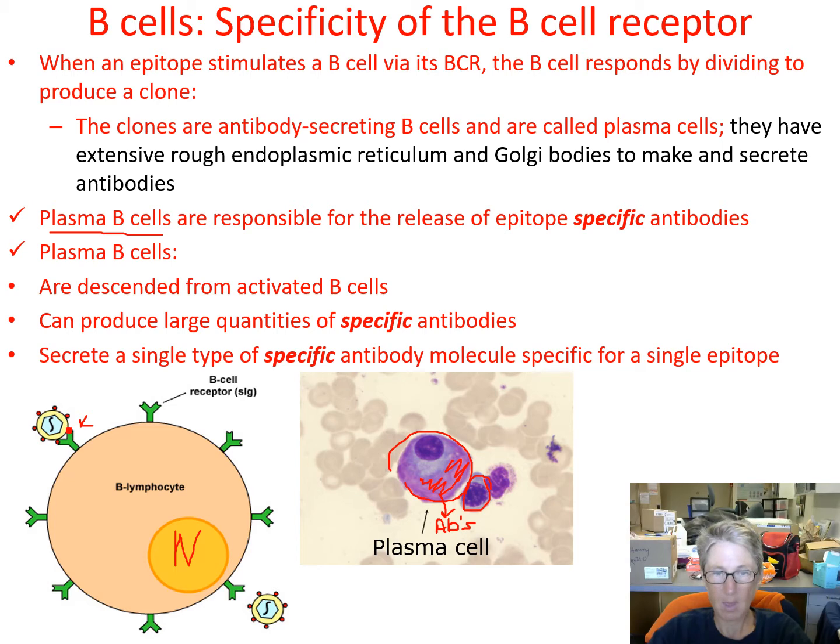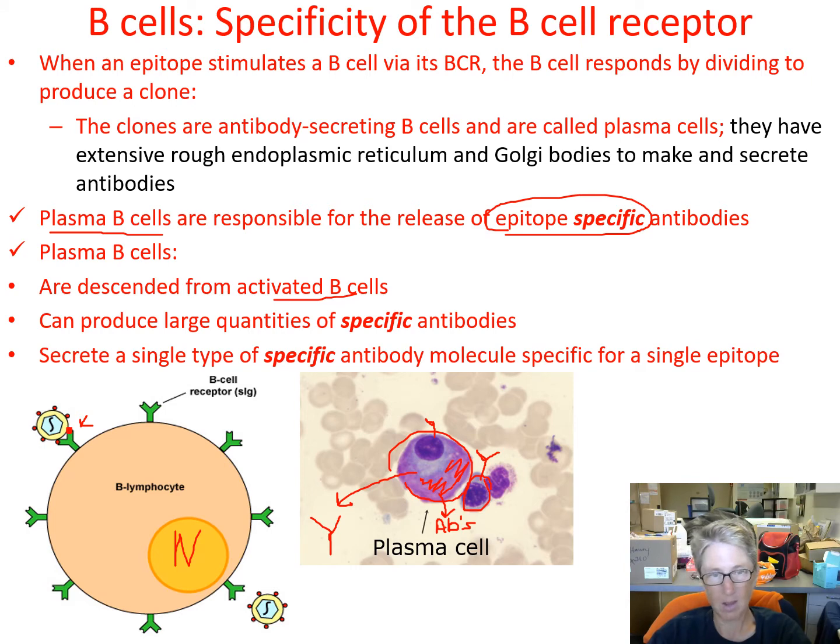Plasma cells make antibodies, and these antibodies are epitope specific. So this plasma cell will start making antibodies that are specific to a piece of the original bacteria that the B cell receptor, which was stuck here in the previous B cell, oops, I should put it there, responded to. So plasma B cells are descended from activated B cells.